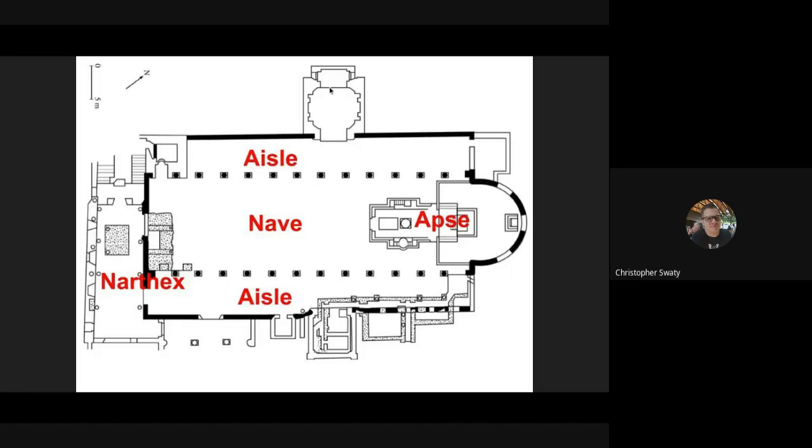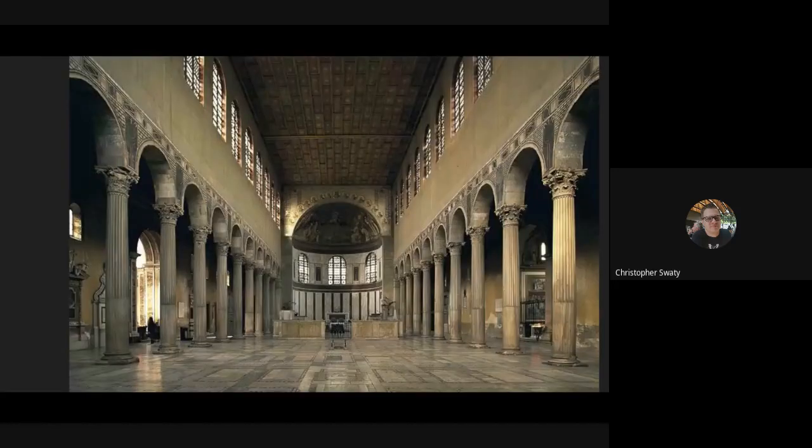So originally, the entrance was over here, but that is not how it works in a Christian church. You don't just have an entrance on the side. So they've moved the entrance down here so that when you first walk in, your eyes are drawn to the apse or the altar.